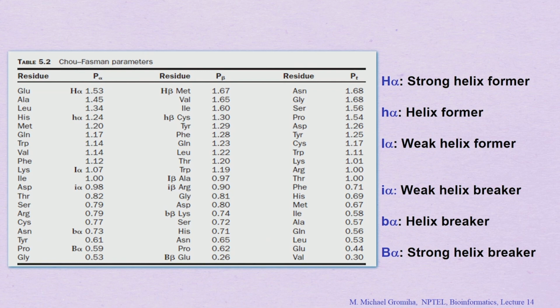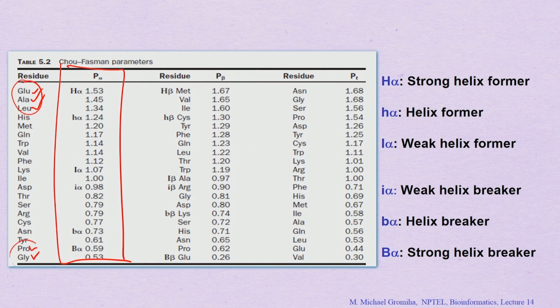For example, if you take the helix, this is the propensity values, the data obtained from Chou-Fasman. If you see these numbers, some of them are more than 1, some of them are less than 1. Based on these numbers, which residue is preferred to be in alpha helix? Glu, alanine and leucine. Which residue is not preferred to be in alpha helix? You can see proline, glycine and so on. These have high preference, and these residues have less preference.